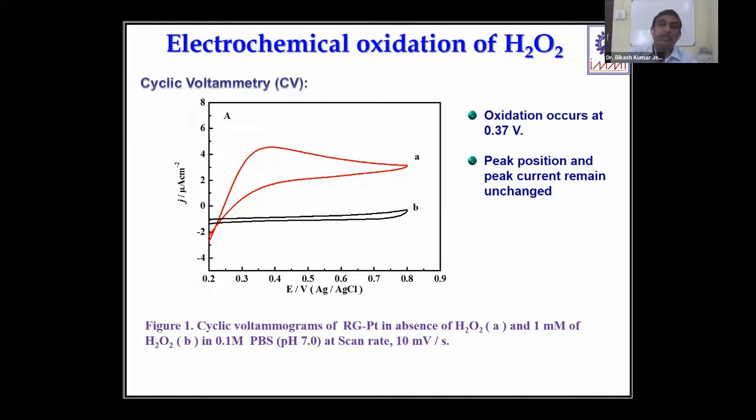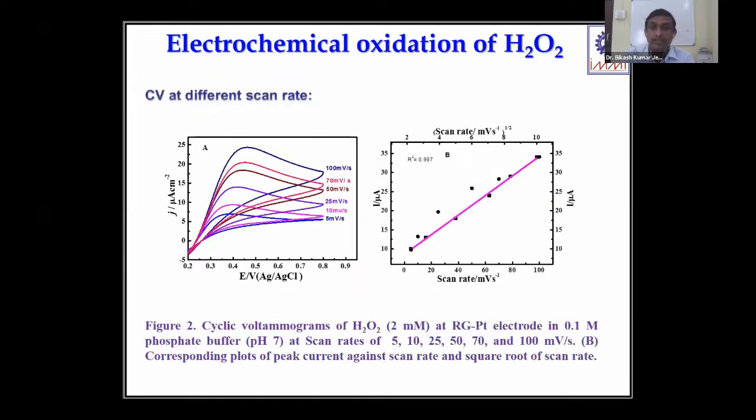When we decorated this platinum nano branch structure on graphene, we observed that it was able to oxidize hydrogen peroxide at 0.37 volt. But previously, when you use the spherical platinum nanoparticle, it oxidizes at 0.45 volt. That means it is also less consumption of energy. Also, we observe that the peak current is good and the current density we got is better than that previous work.